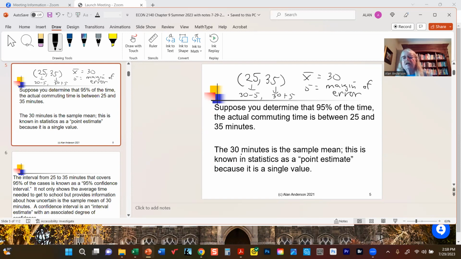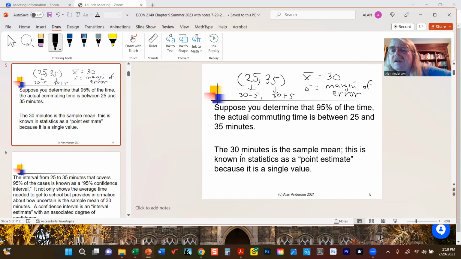And what that means is that we're 95% confident that the actual time is between 25 and 35 minutes. You can also think of it as very rarely will it take less than 25 minutes or more than 35 minutes. Once in a while it might, but it's very unusual.